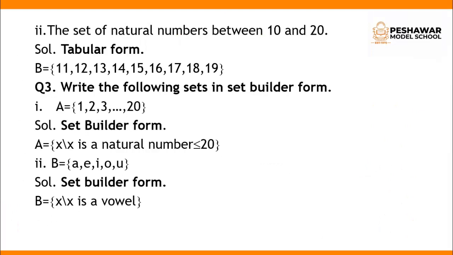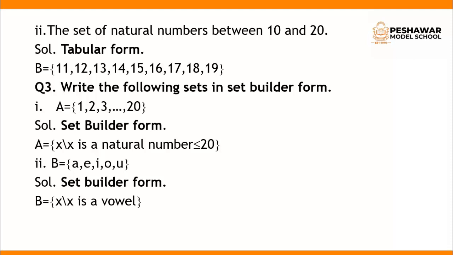Now our next question is: the set of natural numbers between 10 and 20. Again, your question is in sentence form and you have to convert it into tabular form. In tabular form, a set is written within braces and its elements are separated by commas. So we give the set name capital B is equal to, and we put braces here because in tabular form we use braces.